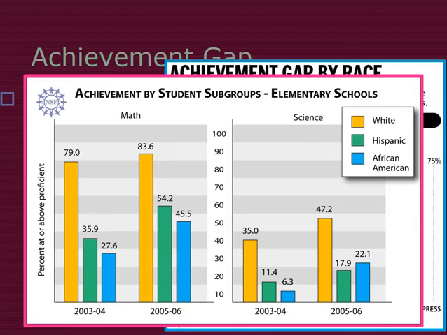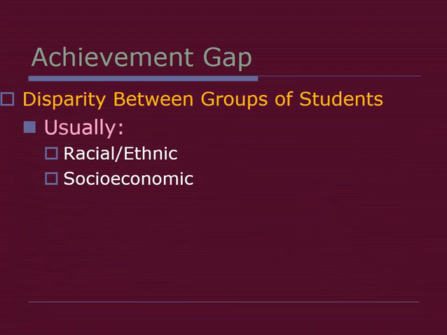If we look at other charts, African Americans and Latino students have performed significantly worse in math and science than white students did, and that gap is only growing. It keeps getting larger and larger.